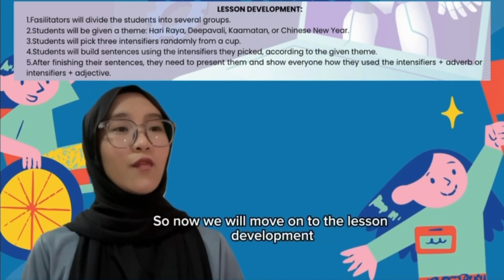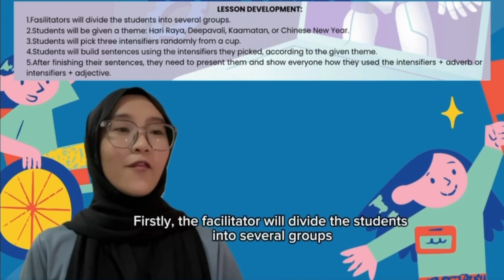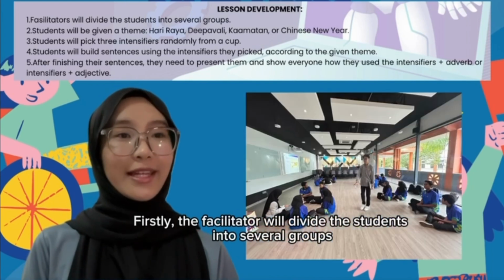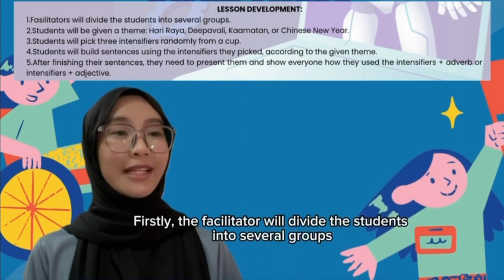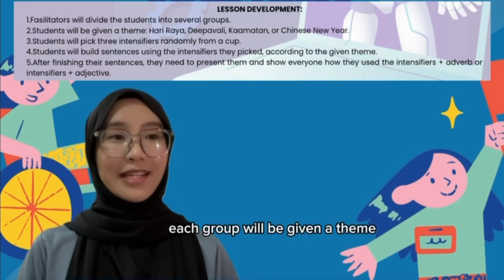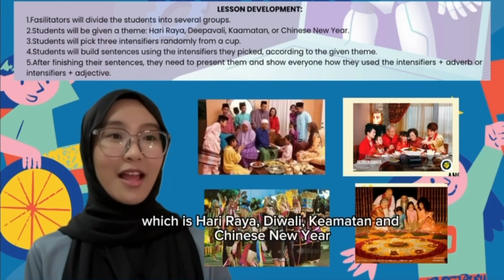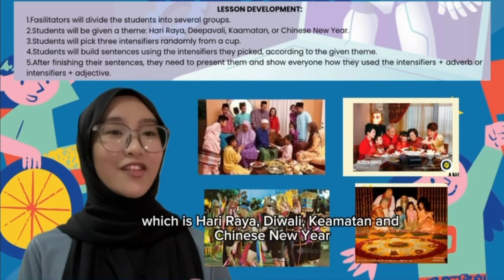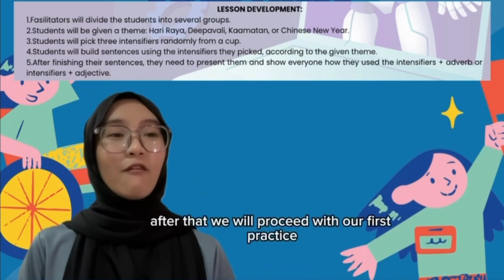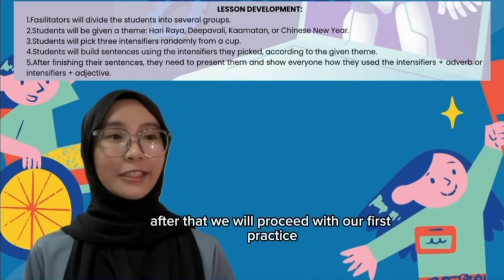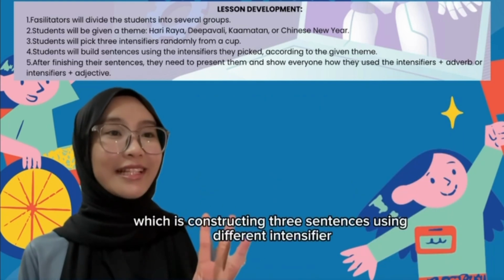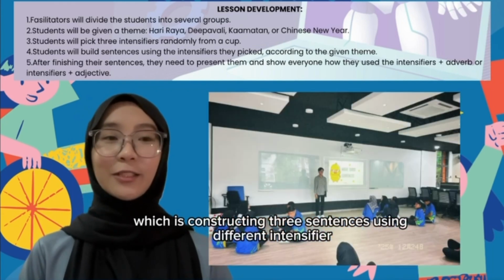So now, we will move on to the lesson development. Firstly, the facilitator will divide the students into several groups. Each group will be given a theme which is Hari Raya, Deepavali, Kaamatan, and Chinese New Year. After that, we will proceed with our first practice, which is constructing 3 sentences using different intensifiers.